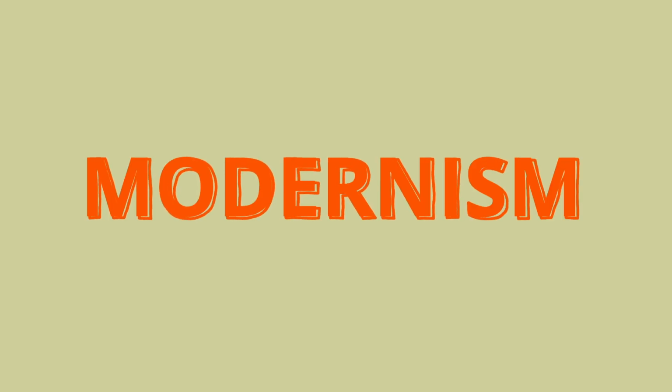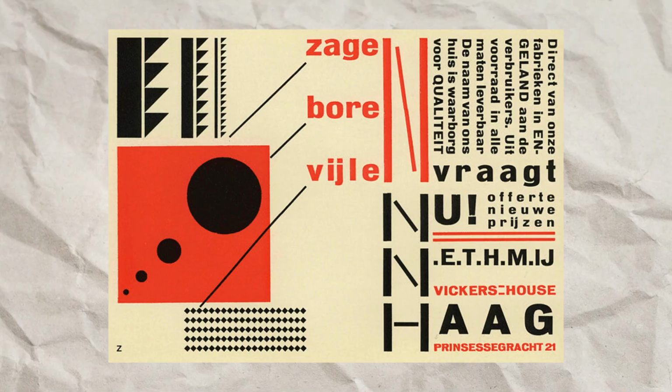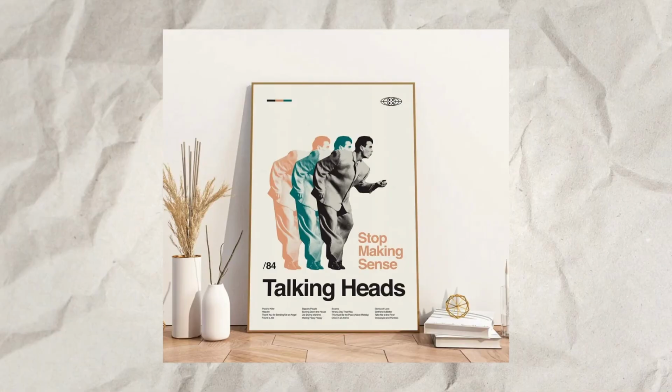The next design style is modernism. Beginning in the early 20th century, the modern design style was a new contrast from traditional forms and conventions, its ideals being functionality, clarity, and simplicity in design. Modernism was the foundation for movements like Bauhaus, Swiss style, and minimalism.